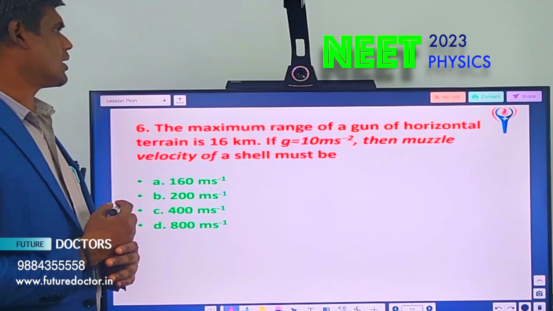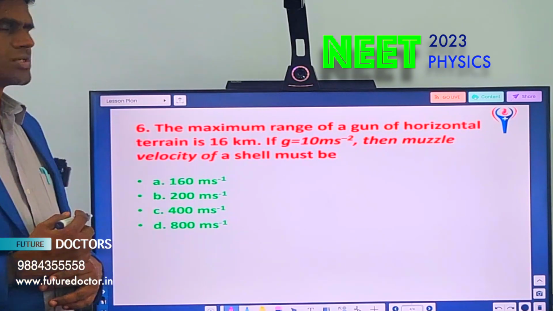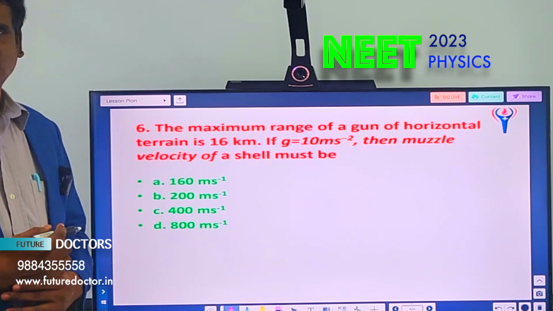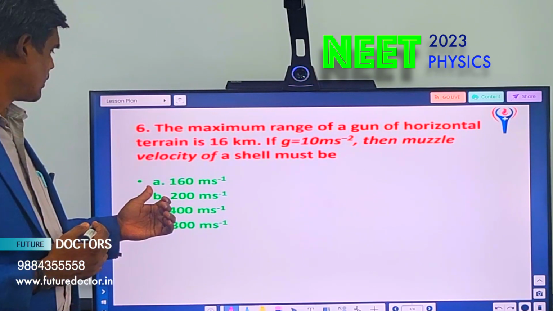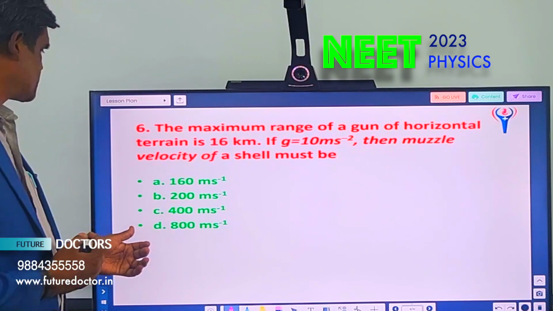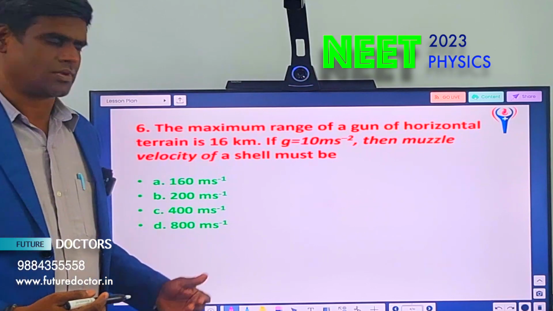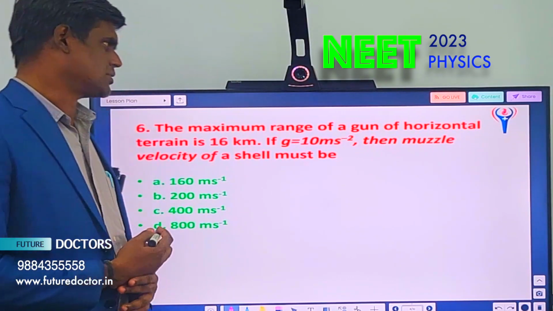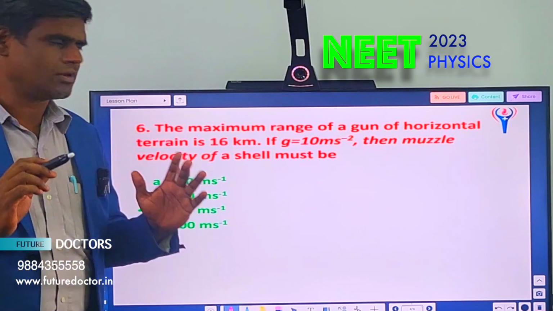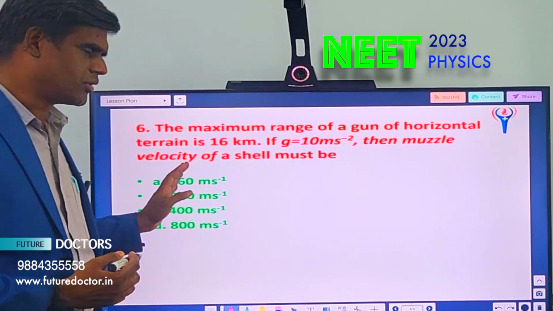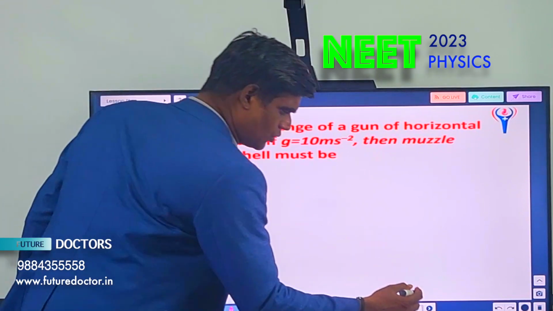The maximum range of a gun on horizontal terrain is 16 km. If g equal to 10 meter per second square, then the muzzle velocity of a shell must be dash. A 160 meter per second, B option 200 meter per second, C option 400 meter per second, and D option 800 meter per second. Here you should know the formula for maximum range. By knowing the formula and substituting, you are able to solve this solution. Let's move to the last question.